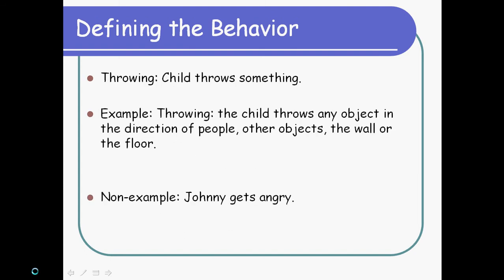So here's an example of a good operational definition. If what we're looking at is throwing, and we define it as the child throwing something, that could be okay. But here's an example of a really clear operational definition. Throwing is defined as the child throws any object in the direction of people, other objects, the wall, or the floor. With this example, you're pretty sure when throwing occurred. A non-example would be Johnny gets angry. Again, what does angry look like? And how do we know if and when it's happened? So always make sure that you've defined the behavior carefully.